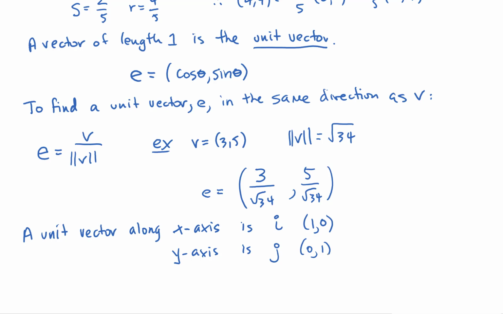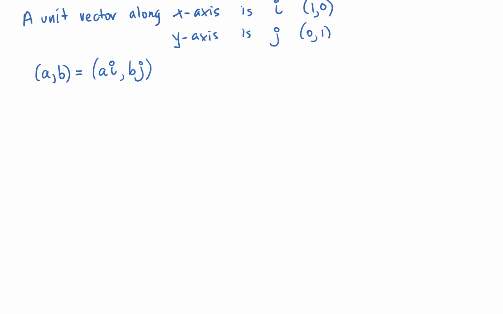And these are known as standard basis vectors. Every single vector that you can make can be made up of i and j. So you can think about any vector being made up of some scalar a times the unit vector i and some scalar b times the unit vector j.